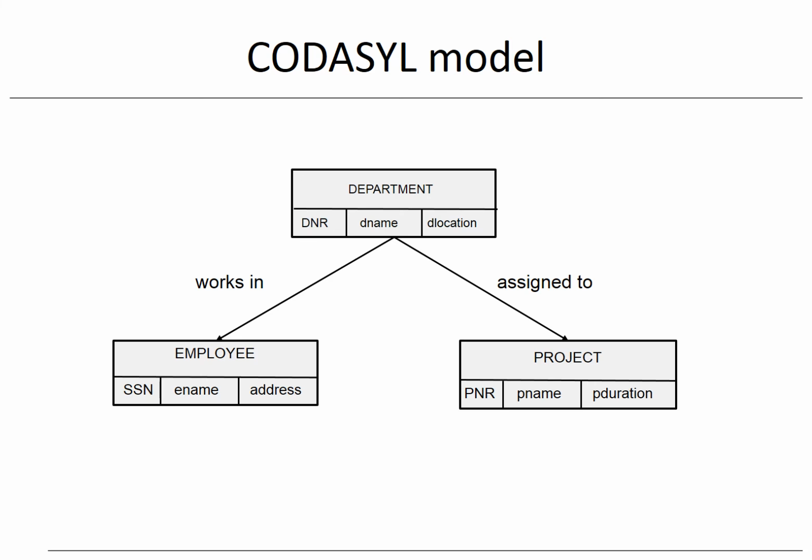CODASYL data models are usually represented using a network or Bachmann diagram. Charles Bachmann was one of the important contributors of the CODASYL model. Here you can see an example. We have 3 record types: department, employee, and project. A department has 0 to n employees. An employee works in minimum 0, maximum 1 department. A department can work on 0 to n projects. A project is assigned to minimum 0, maximum 1 department.